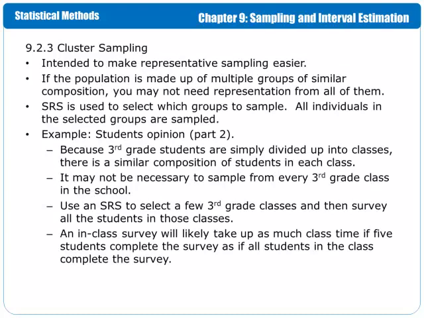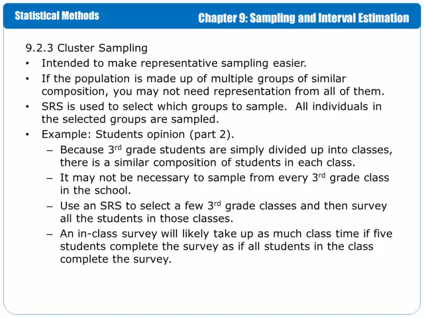Cluster sampling is intended to make representative sampling easier. If the population is made up of multiple groups of similar composition, you may not need representation from all of them. An SRS can be used to select which groups you're going to sample, and then all individuals in the selected groups are sampled. So again, let's look at student opinions. Because third grade students are simply divided into classes, there is a similar composition of students in each of those third grade classes. It may not be necessary to sample from every single third grade class in the school in order to get an idea of the opinion of third graders.